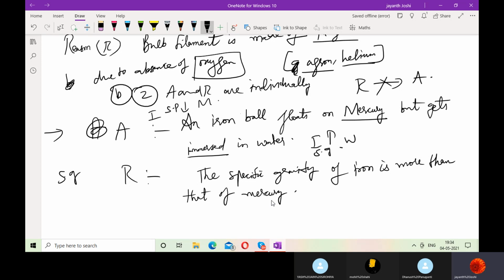If I say the assertion, I see it correct. Iron ball floats on mercury because specific gravity is less, and is immersed in water because the specific gravity is more. But the specific gravity of iron is more than that of mercury? No. Reason is wrong, assertion is correct. And R cannot explain the assertion even.